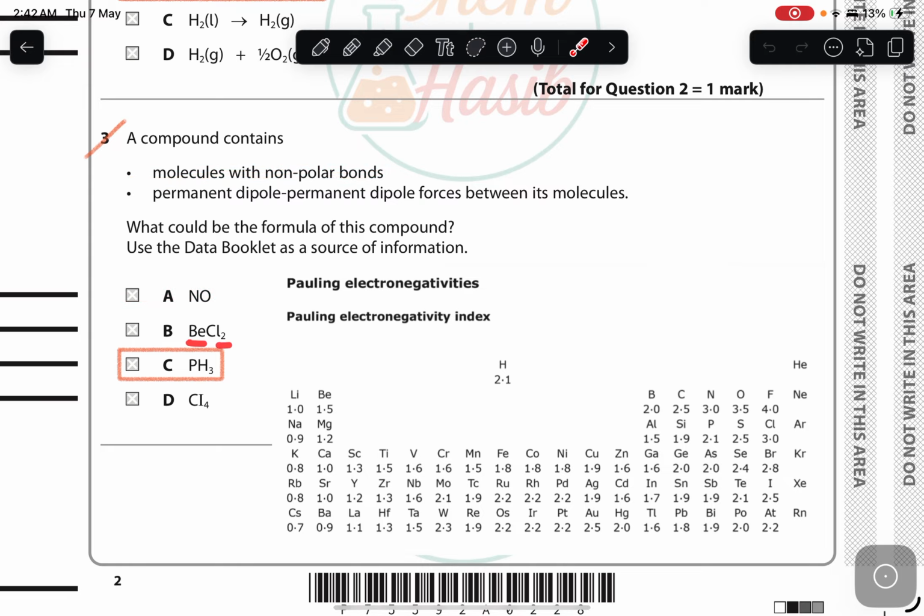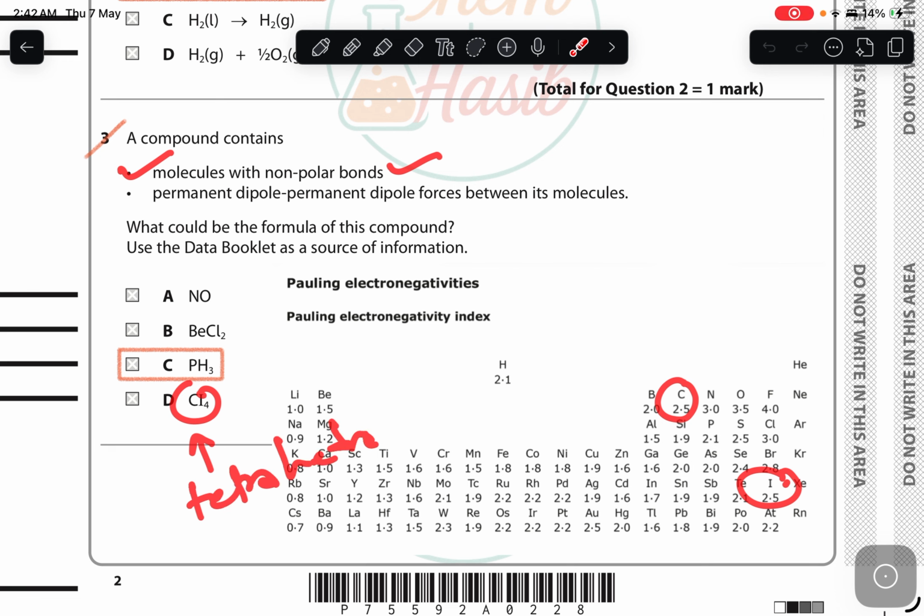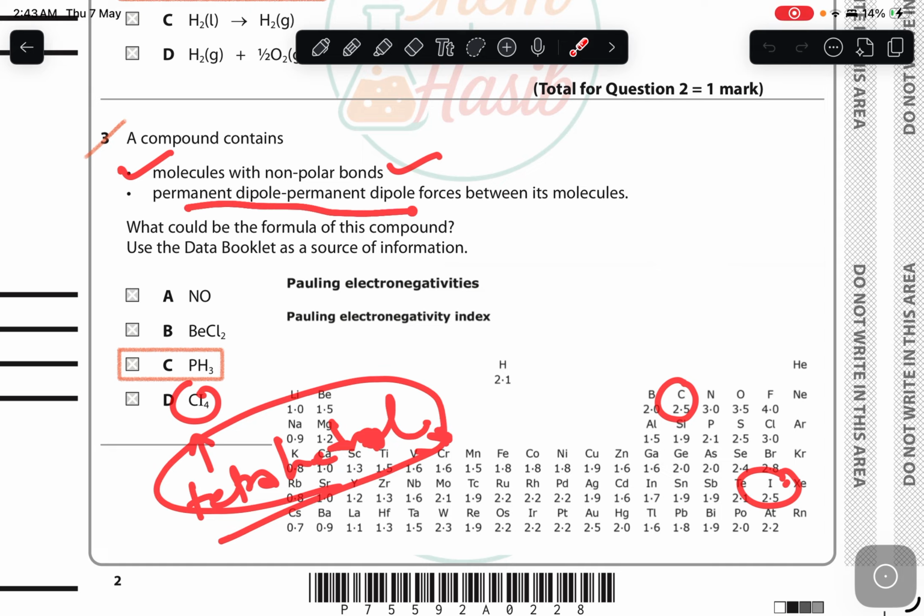Then we have beryllium chloride. You have beryllium and you have chlorine. Now they have different electronegativities, so they have polar bonds. So that's also wrong. Now if you look at CI4, carbon has an electronegativity of 2.5 and iodine also has an electronegativity of 2.5. So these are molecules with non-polar bonds. But this molecule is tetrahedral. Since this molecule is tetrahedral, the dipole moments will always get cancelled, and therefore they cannot have permanent dipole forces. So CI4 can't be the answer.